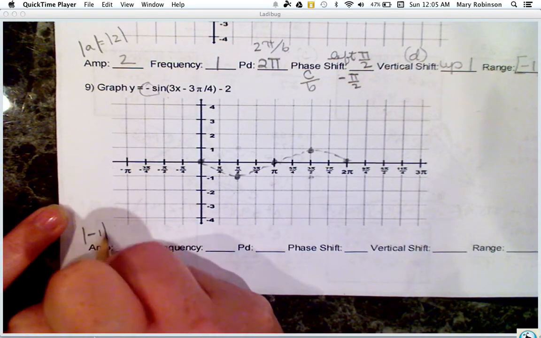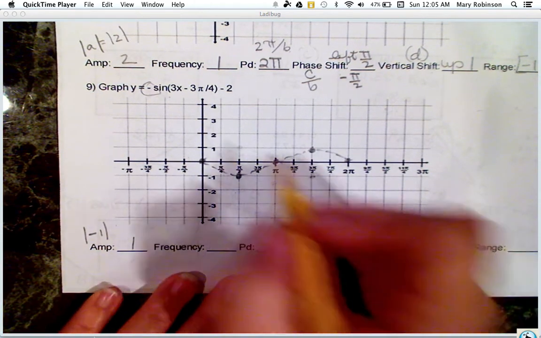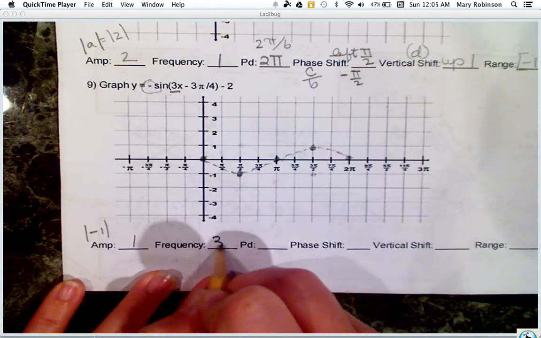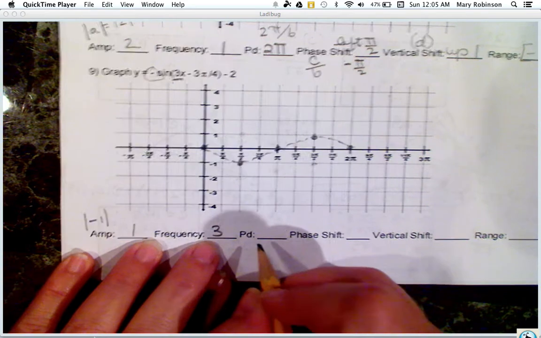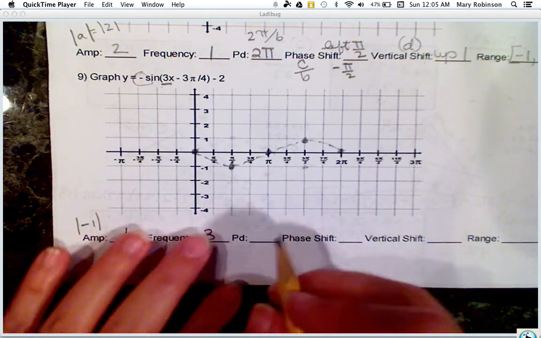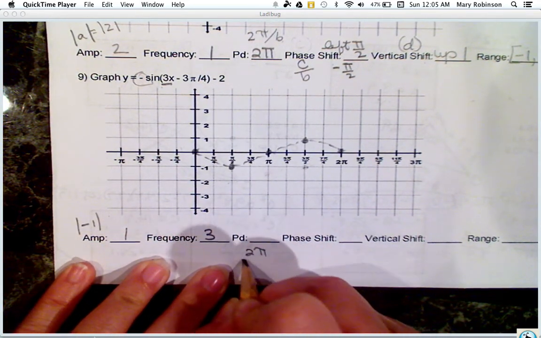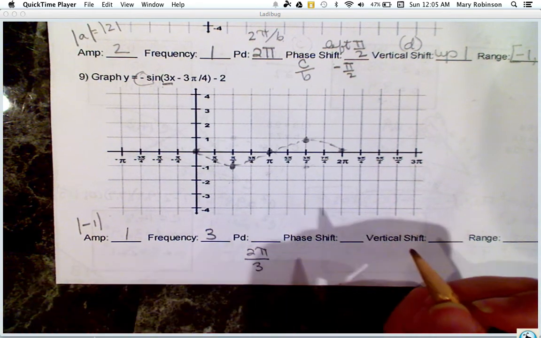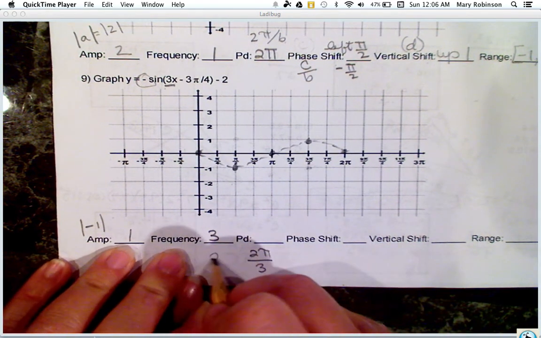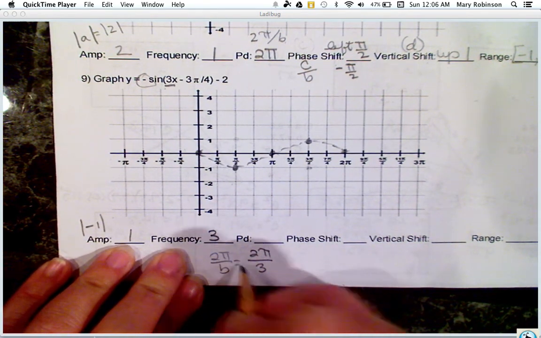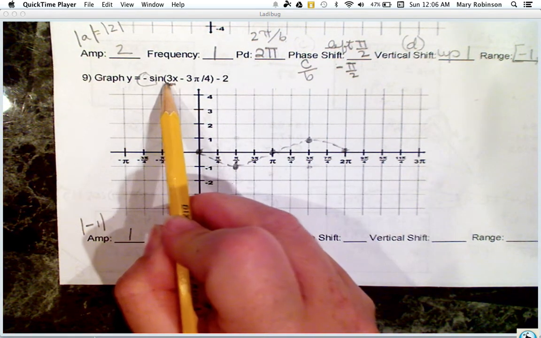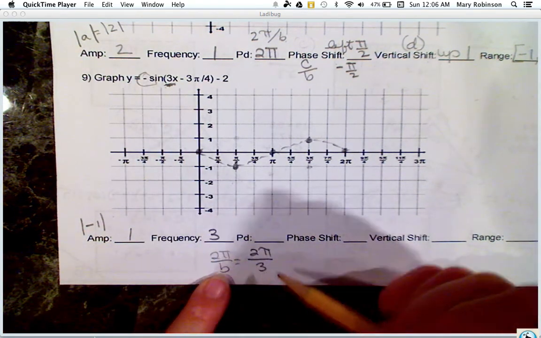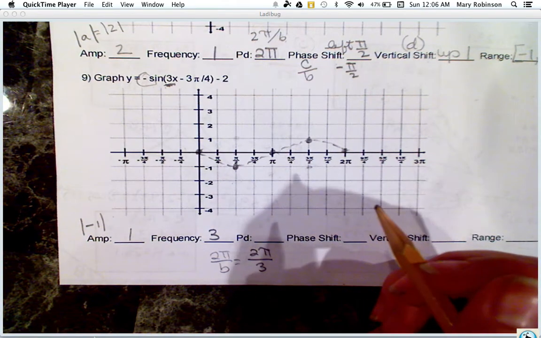absolute value of -1, which would be 1. Our frequency is the number in front of x, so that's going to be 3. But remember that affects our period. So that means our period is 2 pi over 3. Remember, your period is 2 pi over b, and since b is right here in front of x, we're going to have a period of 2 pi over 3.